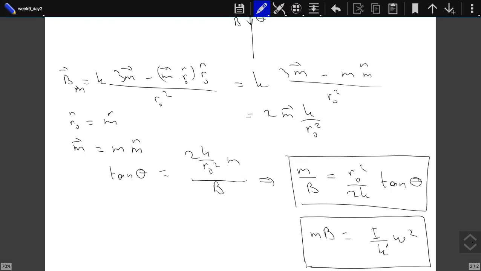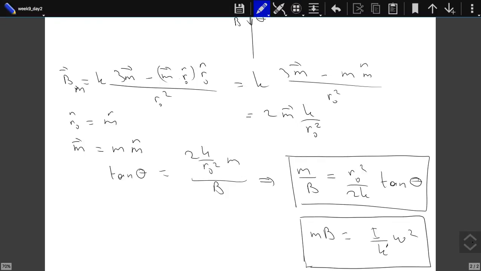To determine this direction, I take another dipole and put it right over here. This new dipole will align itself with the direction of the total magnetic induction. So I can measure that direction, I can measure this angle, so I can determine the direction of this magnetic induction. Well, the total magnetic induction over here is just the superposition of these two magnetic inductions: one that was already present, the other one that is from the magnetic dipole.